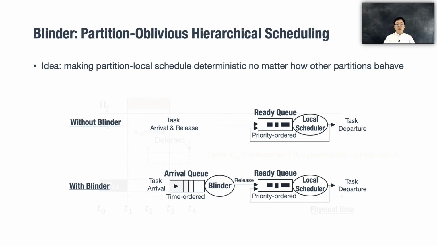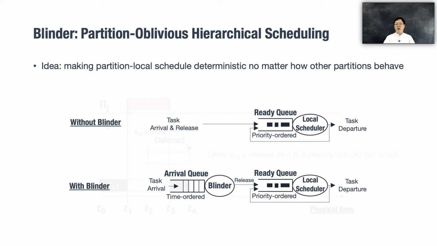For this, Blinder adds an arrival queue to each partition, and every newly arrived task is put into this arrival queue, and Blinder releases them at the right times. That's the only change made by Blinder. The local schedule itself is not affected at all.